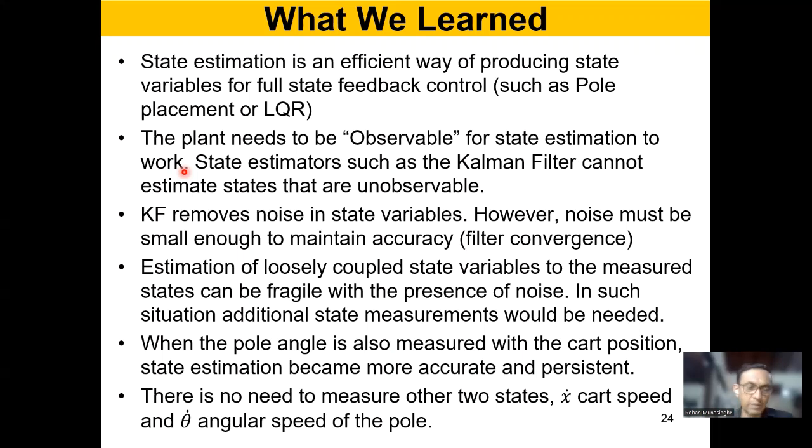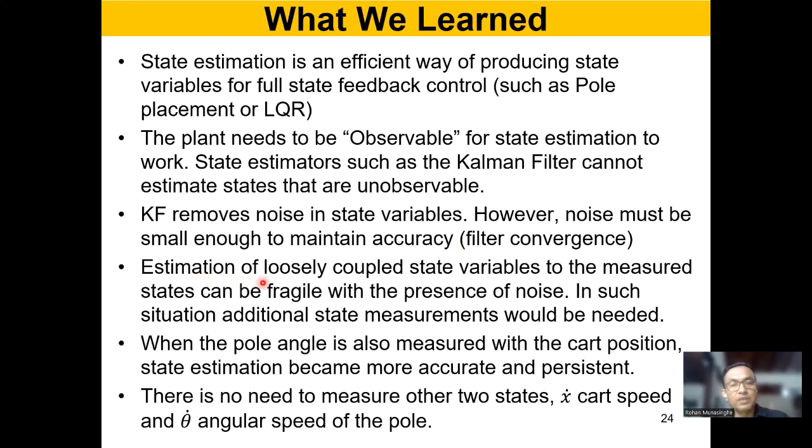By the way, the Kalman filter here is a linear Kalman filter. So you use A, B, C, and D and the observability matrix to do that. So all linear: the Kalman filter and the controller are both linear, while your system is nonlinear. The Kalman filter removes noise in state variables. However, noise must be small enough to maintain accuracy. If you have a big noise, then again your performance degrades.